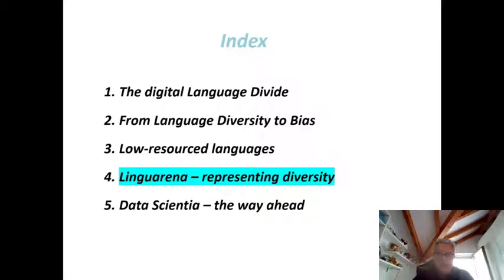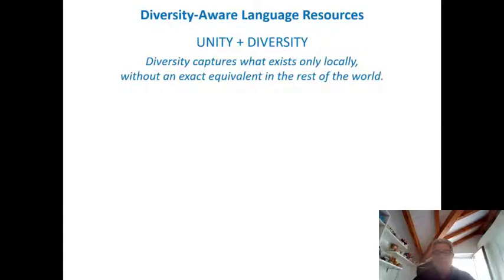Let me just say what is my own, or my own group's, approach to the problem. The approach is to represent diversity, so that we can provide a general approach where we allow for unity and diversity. Unity means there are things which are common everywhere. I mean, there are mountains pretty much everywhere. There is sea pretty much everywhere, or ocean. For instance, when I went to California for the first time, I had a hard time using ocean instead of sea. To me, sea and ocean were the same thing.